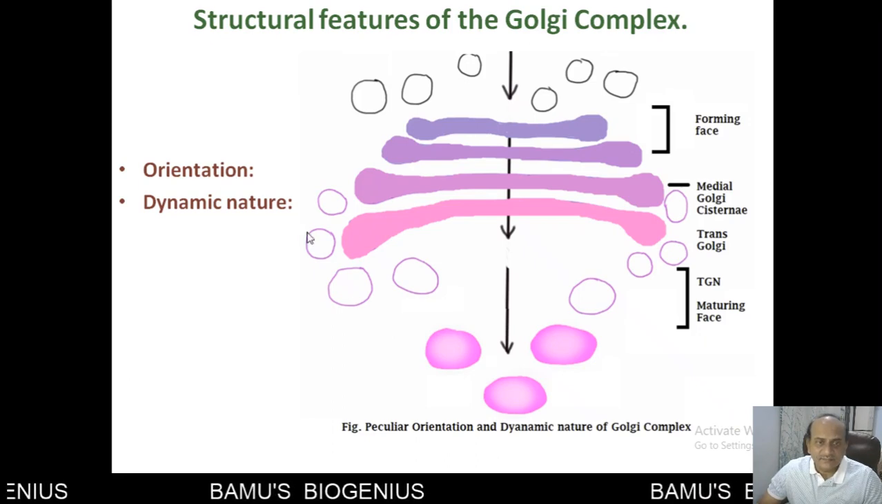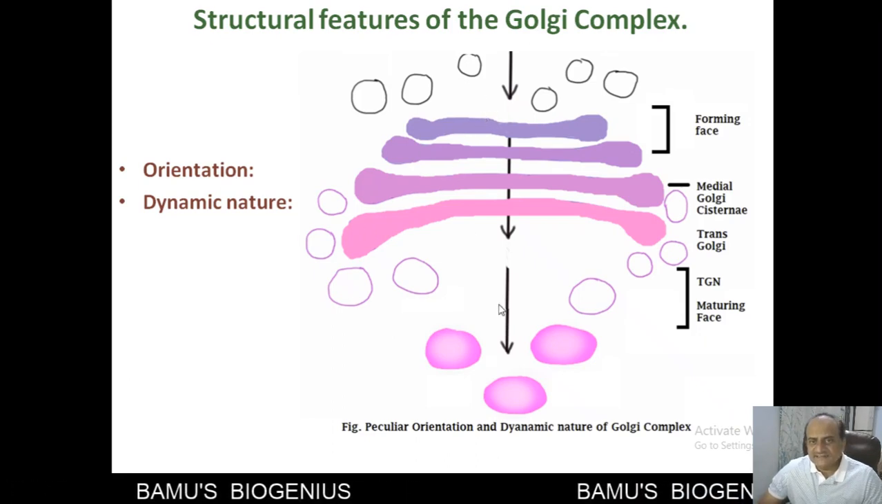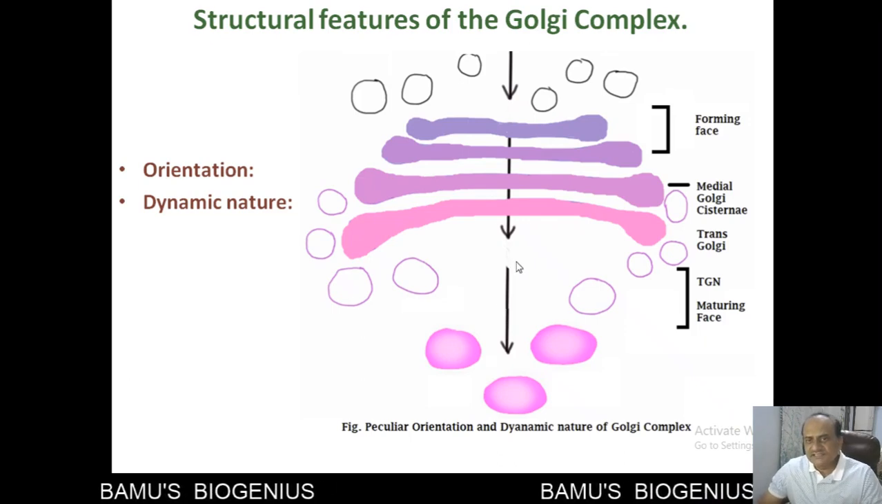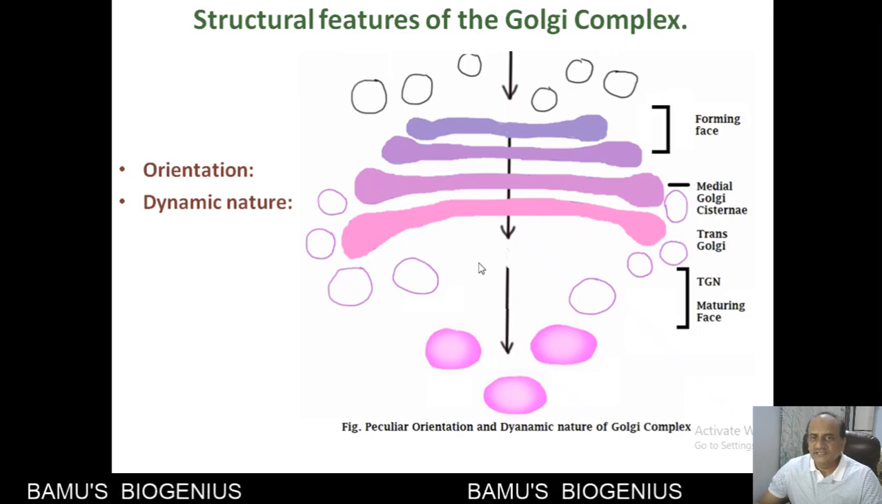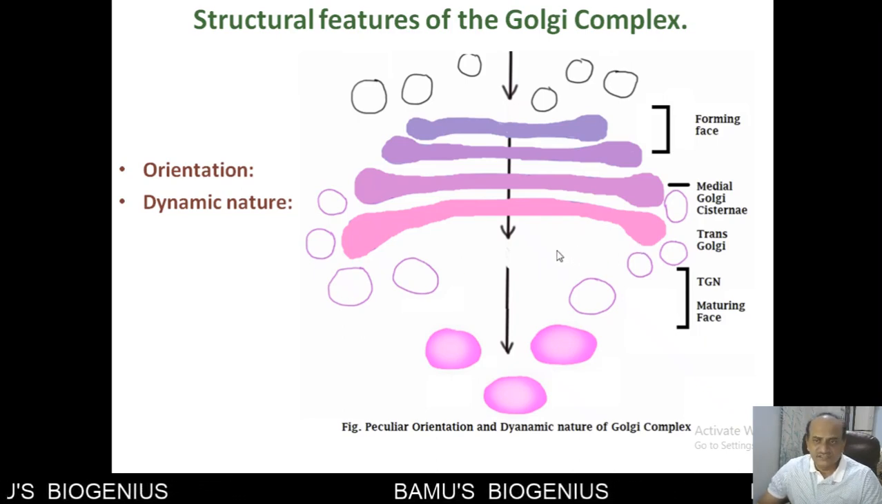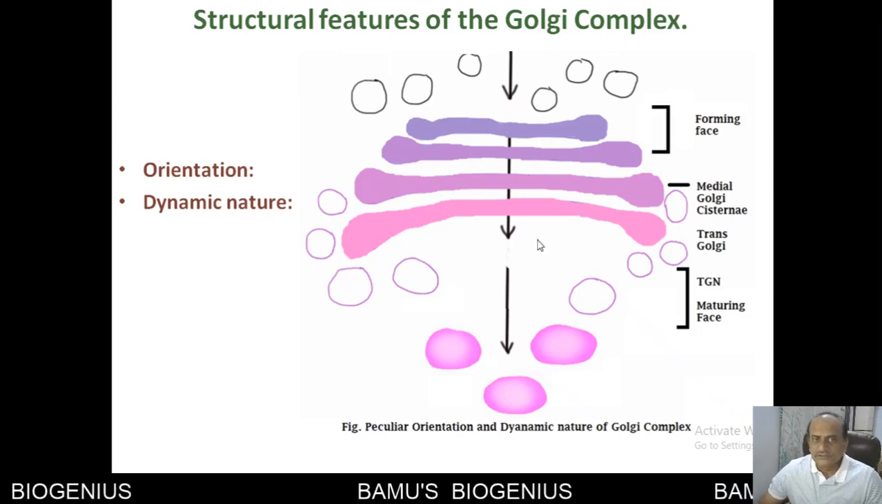Like that. That means the Golgi complex does not have a static structure. It has an ever-changing structure, and that's why it has a dynamic nature, and that is the peculiar feature of the Golgi complex. So these are the two structural features of the Golgi complex.